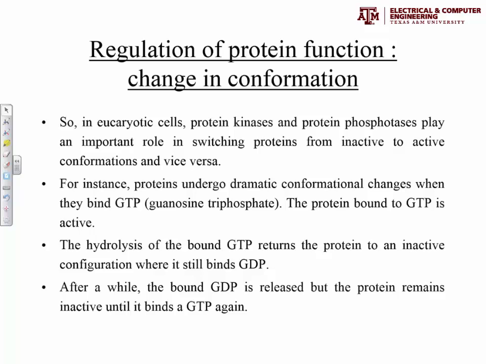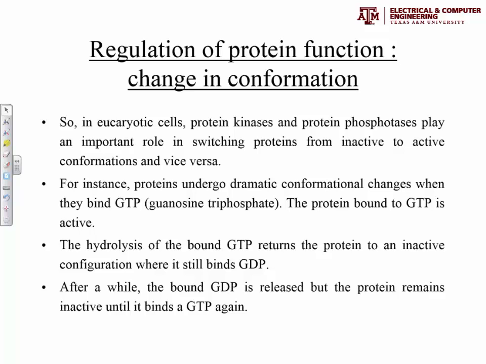Then what happens is it becomes hyperactive, but after some time, the GTP loses that one phosphate group, becomes GDP, right? And the protein becomes inactive. After some time, it gets rid of that GDP, and then it's still inactive. But again, when it is bound by GTP, it's again active, right? So after a while, the bound GTP is released, but the protein remains inactive until it binds the GTP again.